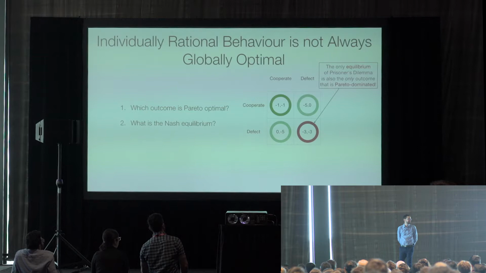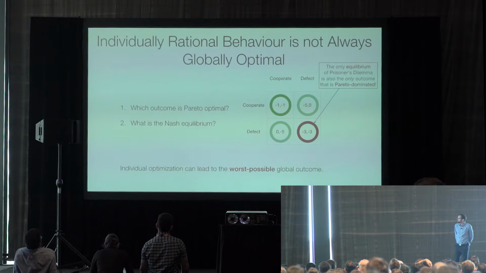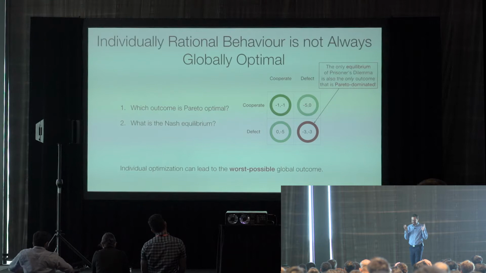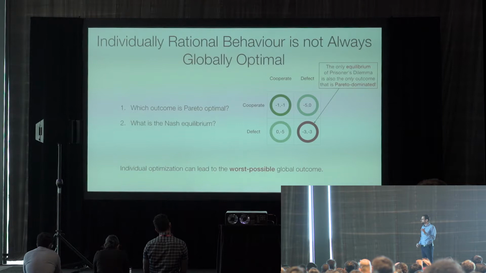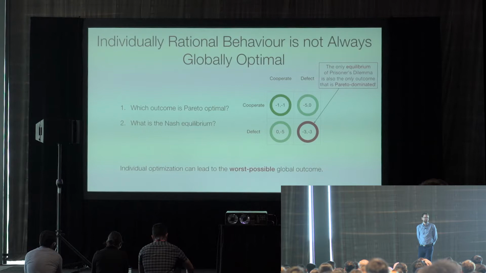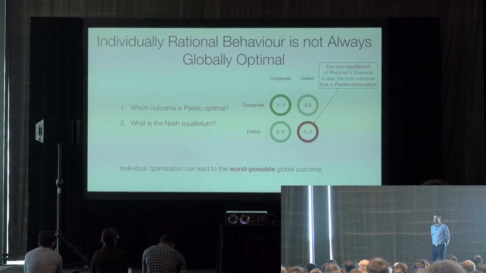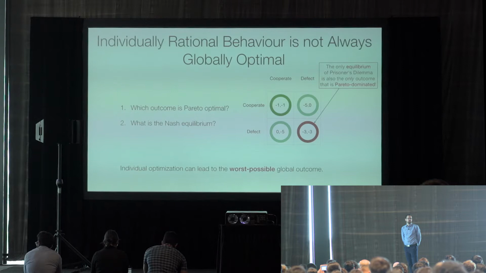So what this tells us is that if you individually optimize, if every agent is perfectly rational and just maximizing and just doing the best they can on an individual basis, you can lead to the worst possible outcome. The worst thing that can happen, the Pareto-dominated outcome. So that should worry us in this setting where we only get to control one agent and we only maybe care about optimizing our own utility.